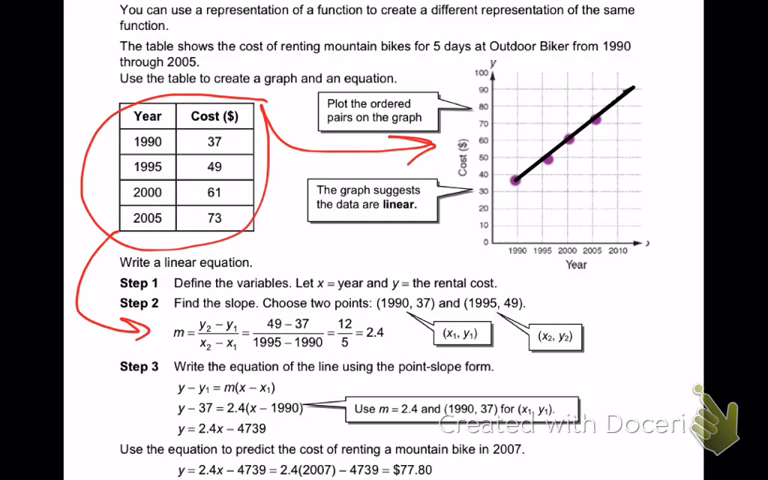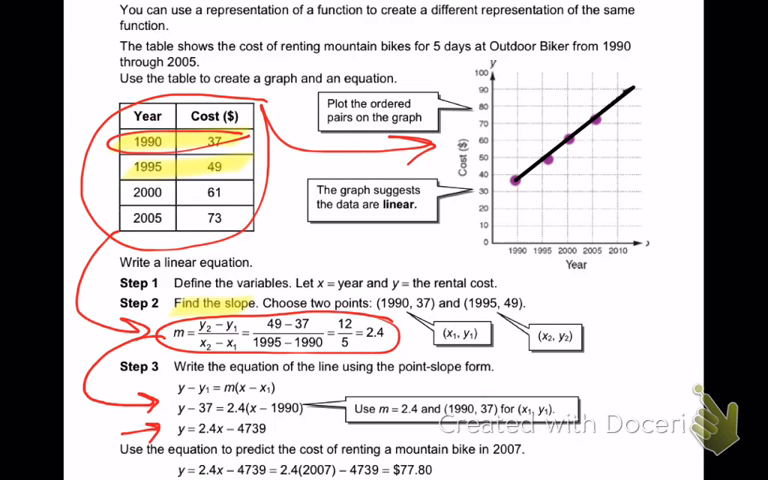Now, in order to use an equation, though, I need to find a couple things. I need to first find the slope. In order to find the slope, I need two coordinates. Notice they picked 1990, 37, and 1995, 49. So they picked those two coordinates, and then they found the slope. After finding the slope, they picked one of the coordinates. They did this one. And they took that and plugged it into point-slope form. Change that to slope-intercept form, and now I have the equation of the line.